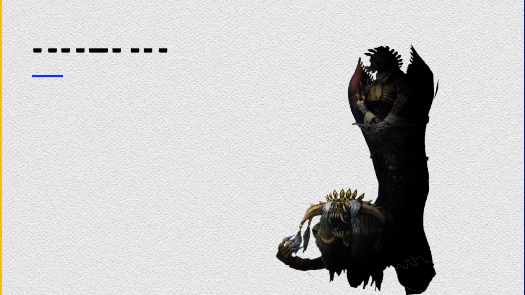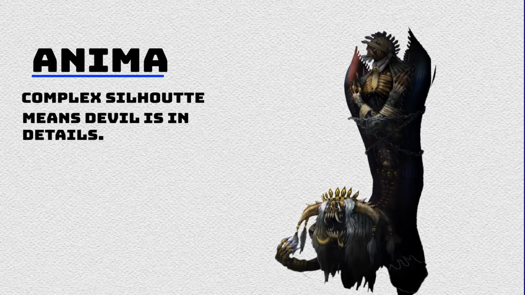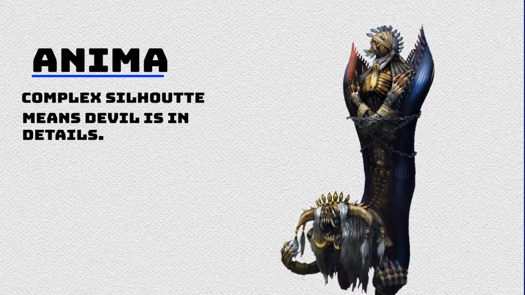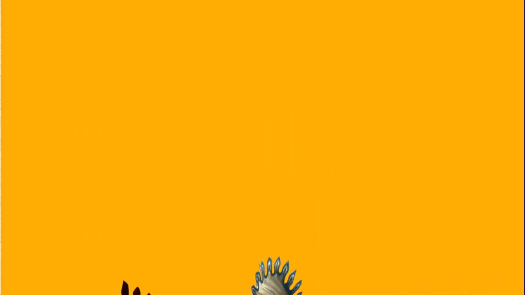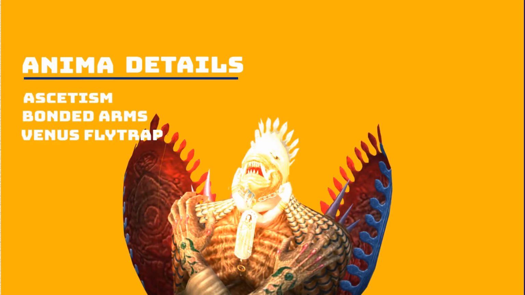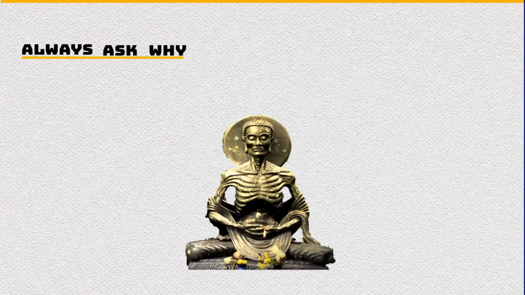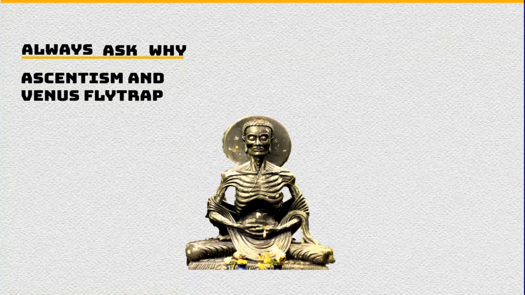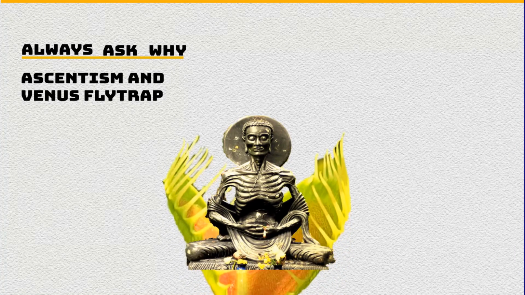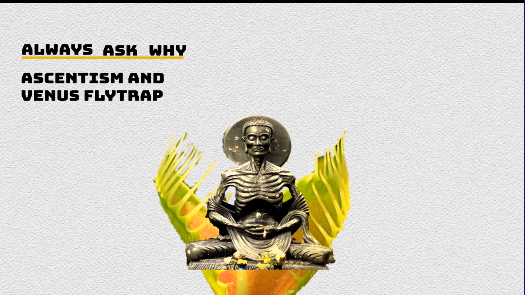Now let's get into one of my favorite Aeons, Anima, who features not only an extremely complex silhouette, but also amazing details, which means that the devil is in the details. We'll have to take a close look at Anima to figure out what the character designers were trying to tell us when they designed it. Always ask why. Why is Anima wrapped around a Venus flytrap? And why are its arms bound? And why is it a symbol of asceticism, which is a state of extreme self-discipline? Basically, it looks like it's deprived and starving, or even diseased. For those of you that know the lore of Final Fantasy X, you know why.